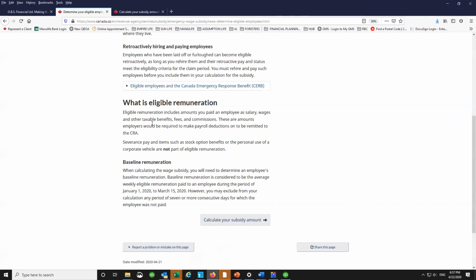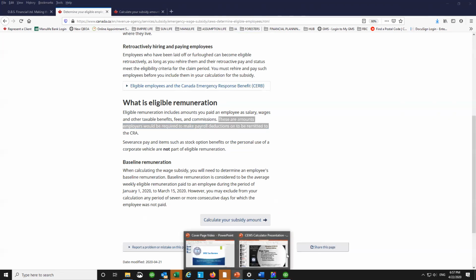This is amounts of money that you add to an employee's pay, take tax off of it, take CPP off of it, take EI off of it, or even if you're only taking the tax off of it because it's not a pensionable item, it is still something that becomes taxable to them, right? So because it becomes taxable to them, and I'm going to highlight this, employers would be required to make payroll deductions on or be remitted to.